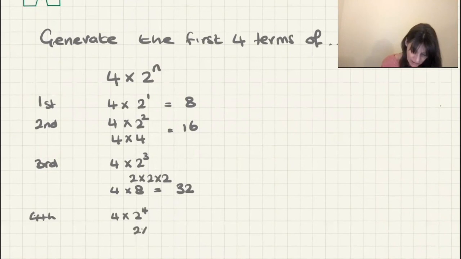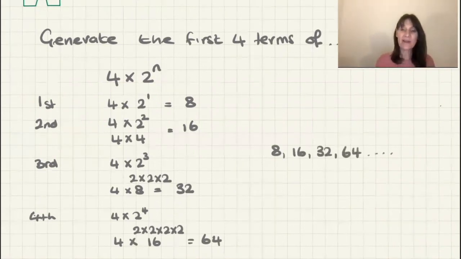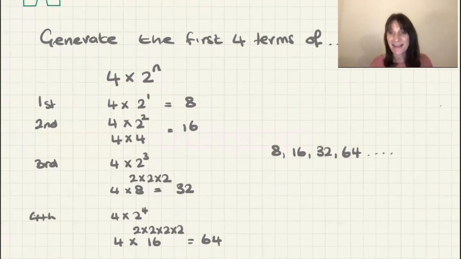So that's going to be 2 times 2 times 2 times 2. 2 times 2 is 4, times 2 is 8, times 2 is 16. And 4 times 16 is 64. So my sequence is 8, 16, 32, and 64. So even though that one looked completely unfamiliar, and it is something that's unlikely to be in the exam, yes, but it's not impossible. And you can see it really isn't any different. It's more about confidence than it is about anything else.